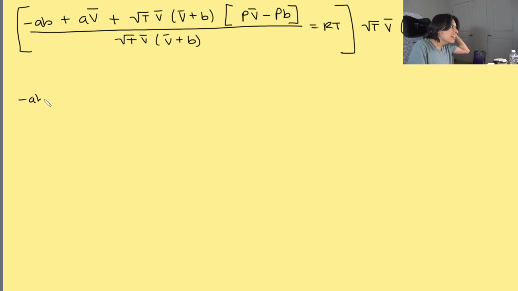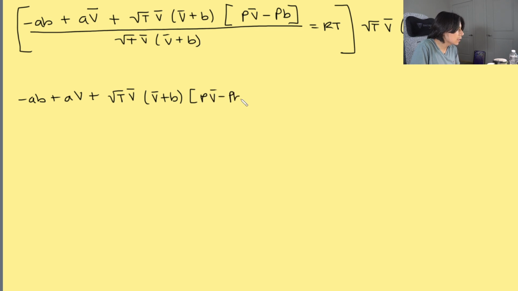So then we end up with negative AB plus AV bar. I just noticed that I am writing over my screen there, but that's basically the denominator that's here. With that in mind, I'm going to continue. So plus the square root of t v bar times v bar plus b times p v bar minus pb, and then equals rt times what we said we were going to multiply here, which is the denominator, and that is square root of t v bar times v bar plus b, close parentheses, close parentheses.